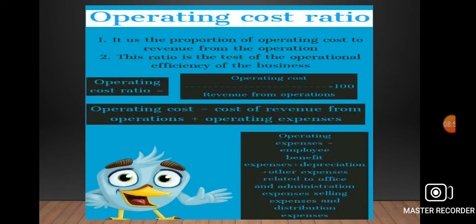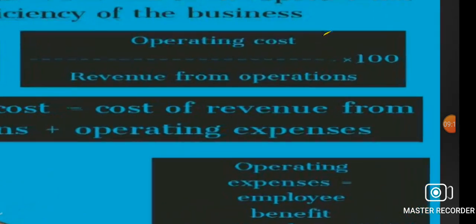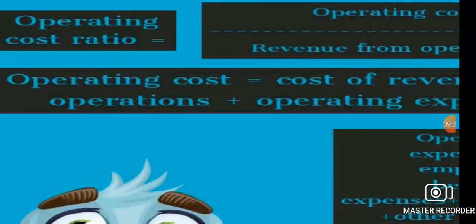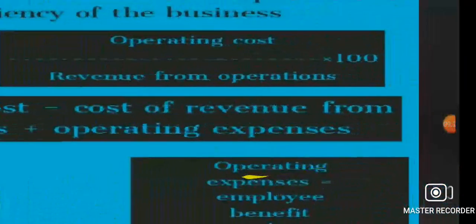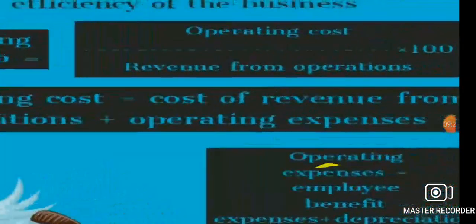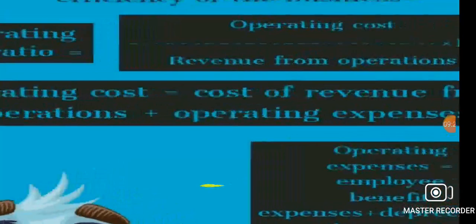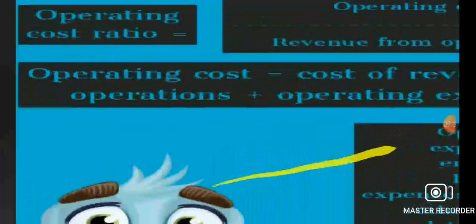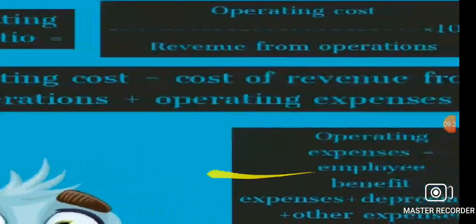Then another ratio, operating cost ratio. It is the proportion of operating cost to revenue from the operation. So this ratio is the test of the operational efficiency of the business. What is the formula of operating cost ratio? Operating cost divided by revenue from operations into 100. Operating cost means cost of revenue from operations plus operating expenses.